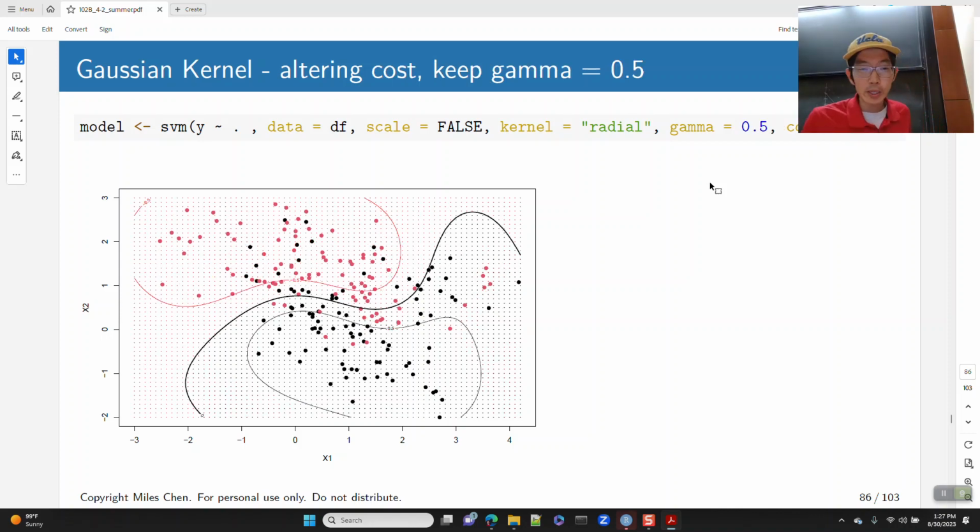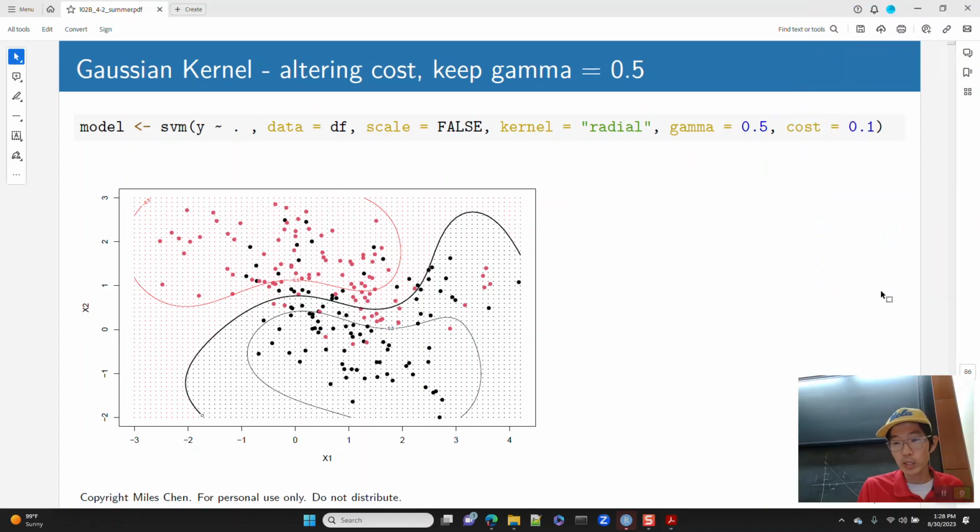Here I'm going to keep gamma at 0.5, so all of these will have similar levels of flexibility, but here we're going to show you what changing the cost does. Changing the cost says, how much does our algorithm hate misclassifications? Okay, so here's our current boundary. My cost is set to 0.1.